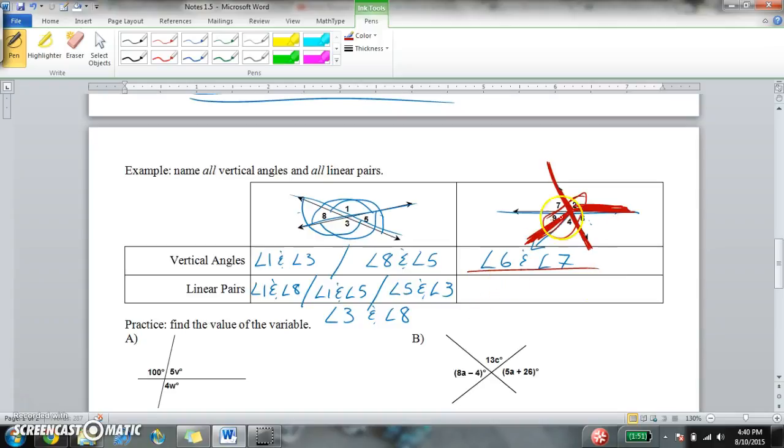Linear pairs, we've got angle 2 and 7, and angle 2 and angle 6.